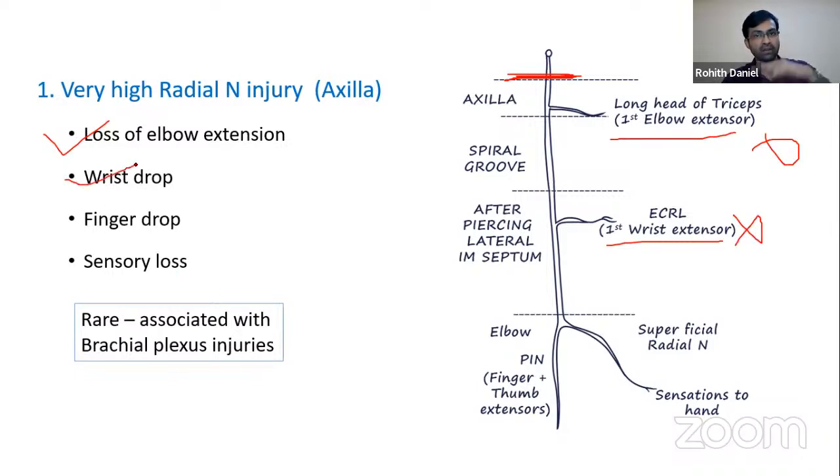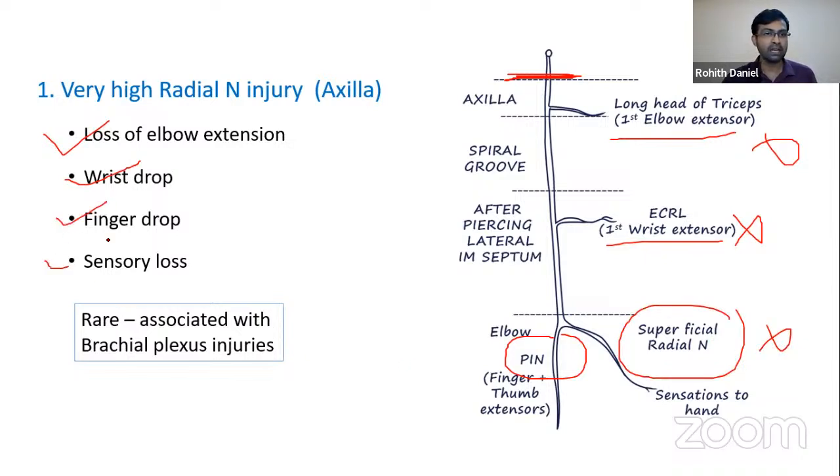So the patient will have wrist drop. The PIN will also go, so finger drop will be there, and the superficial radial nerve will also stop functioning, so there will be loss of sensation. So in very high radial nerve injury, there will be loss of elbow extension, wrist drop, finger drop, and loss of sensations. This is very, very rare and usually associated with brachial plexus injury.